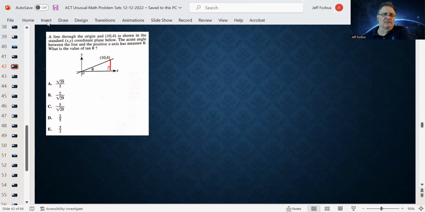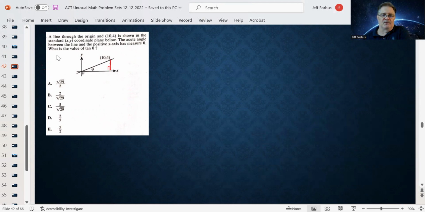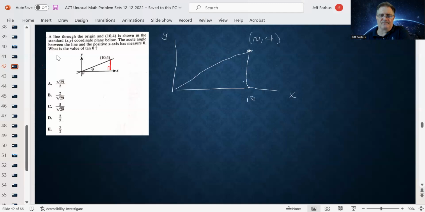So we got a right triangle. And with that being said, let me change my pen color. So here's what we have. Make it just a little bit bigger, like so. Got the point here. You know that's 10, 4. Here's y, here's x. Drop this straight down, and you know that comes here to number 10. There's our right angle. So the distance from here to here, with this being the origin, 0, 0, is 4. And this side of this triangle is 10.